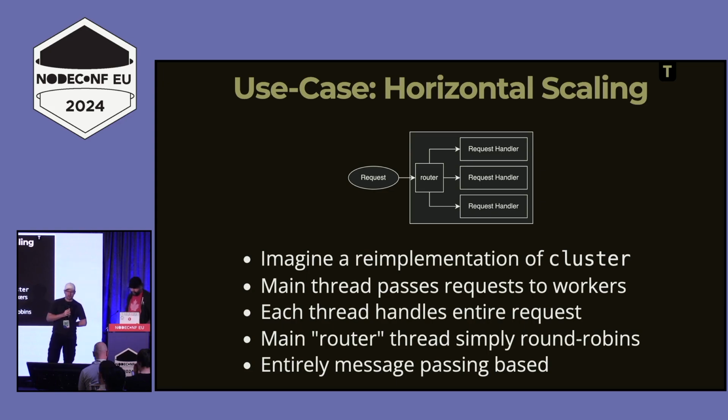With this pattern, imagine having the main thread being essentially a sort of router that routes incoming requests into different workers to handle it. Each thread ends up handling the entirety of a request, and each one of these request handlers is doing the same thing as each other. In the main router, you could simply do round robin or some sort of approach like that to distribute requests. And then you could actually implement it entirely using the message passing pattern. You wouldn't need to do any shared memory necessarily with this.